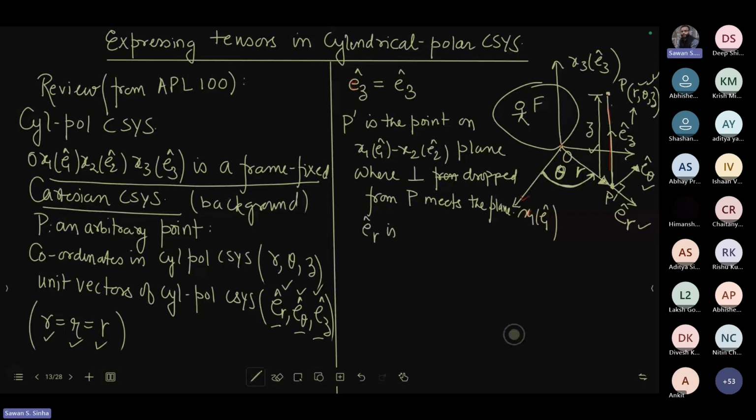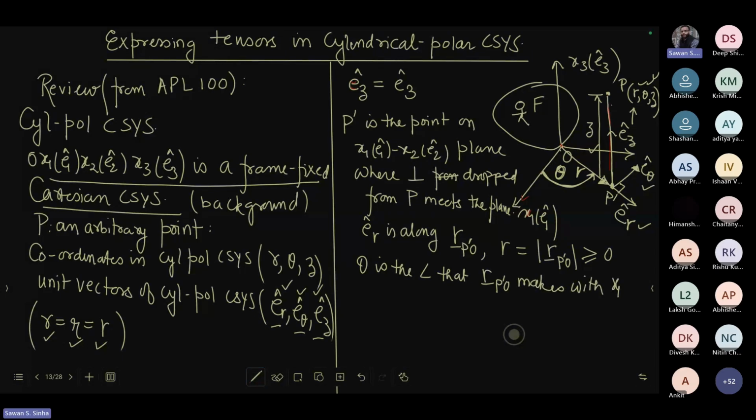er is along the position vector, the vector P prime O, right? That is er. r is the magnitude of the vector P prime O, always greater than or equal to 0. Theta is the angle that the vector P prime O makes with the x1 e1 axis.